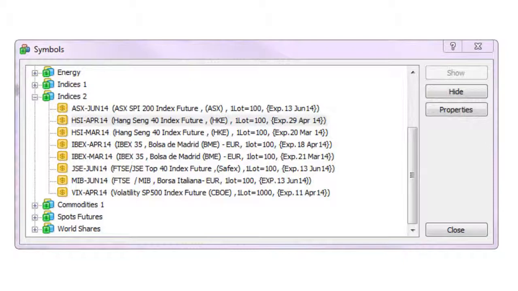A new contract will appear with a new expiry date. For instance, this is HSI April 14, which will expire on the 29th of April 2014 and is going to replace this March 14, which is set to expire today, the 20th of March 2014.